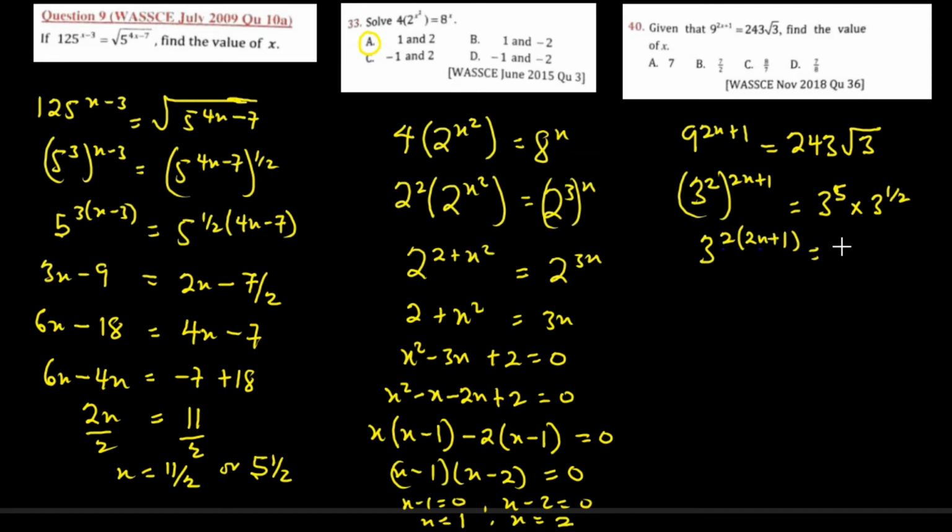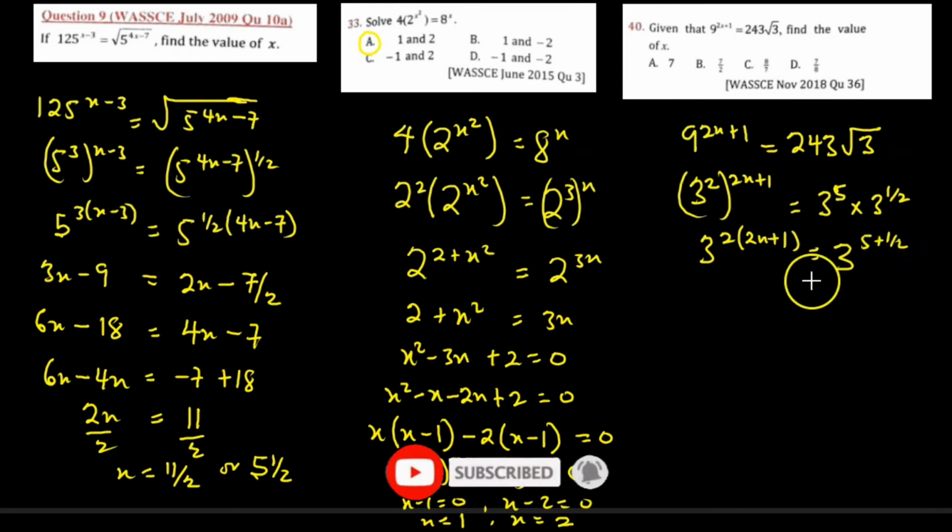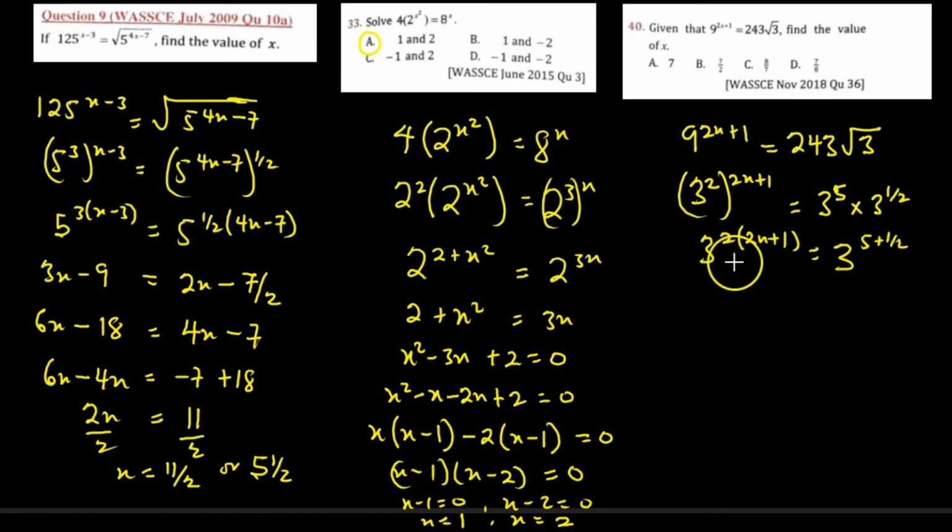And this must be equal to, this is a product law. So what can we do to the powers? We can add them. So 3 to the power 5 plus half, which is 5.5. So now dealing with the powers, we get rid of the base since they are common. So we are having 4x plus 2 equal to 5.5. So 5.5 can be written as 11 on 2, and this must be equal to 4x plus 2.